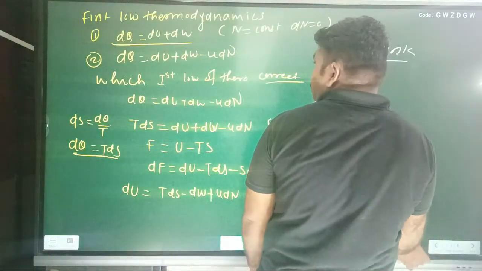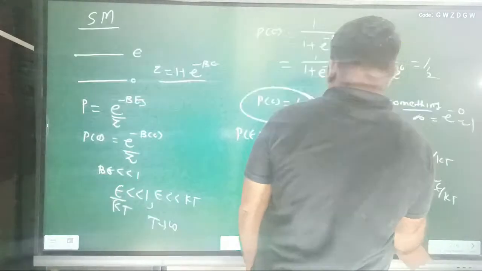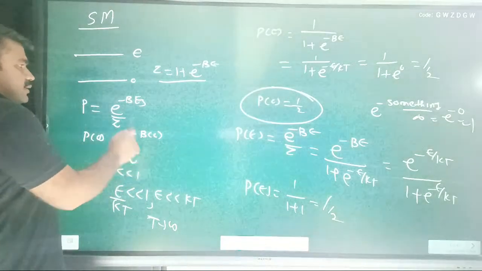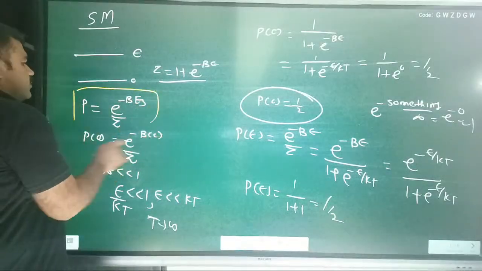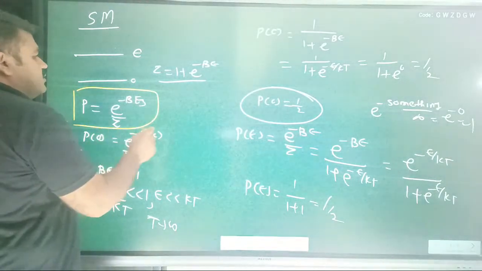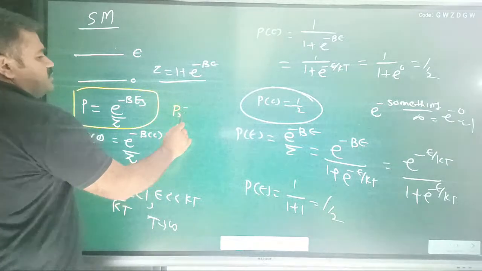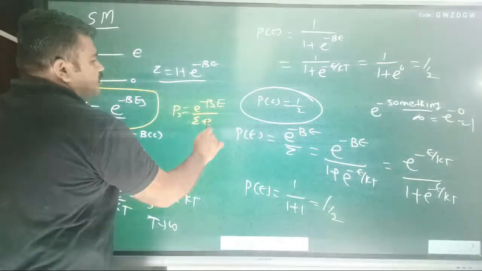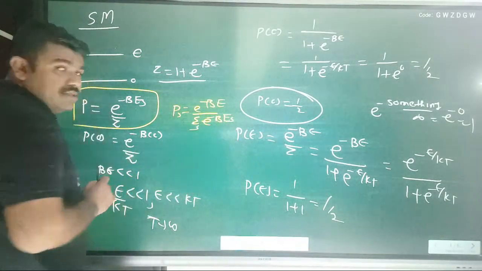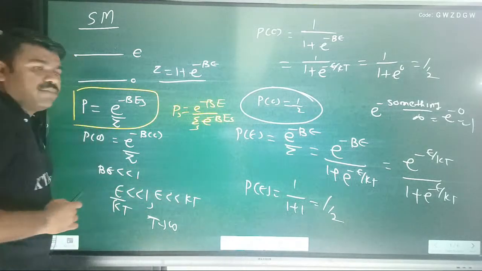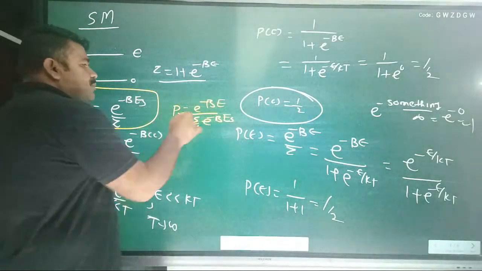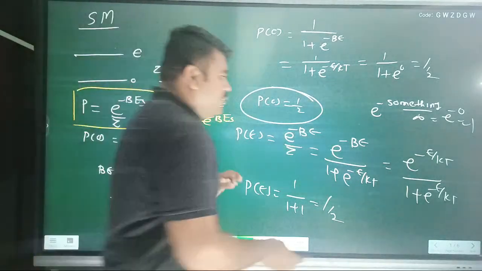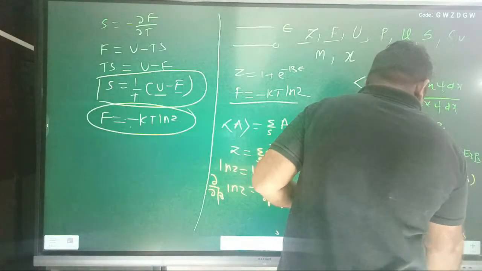I think we have seen this before. This property is nothing but e to the power minus beta E_s upon Z. This part is nothing but the probability. Simply P_s is equal to e to the power minus beta E_s upon Z, where Z is nothing but the summation over s of e to the power minus beta E_s. Clear? So the probability is e to the power minus beta E_s upon the summation over s of e to the power minus beta E_s. Now we can substitute.